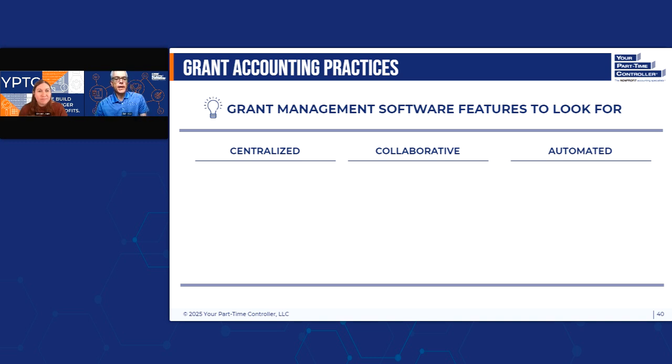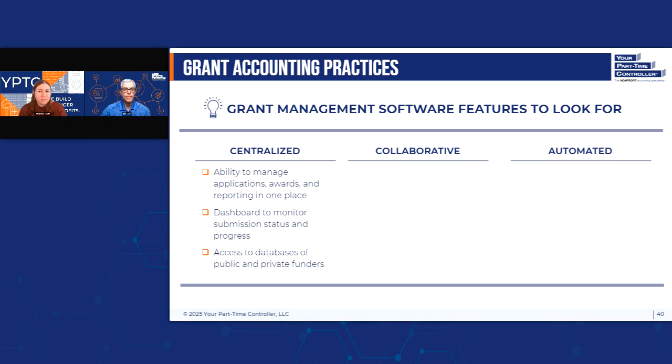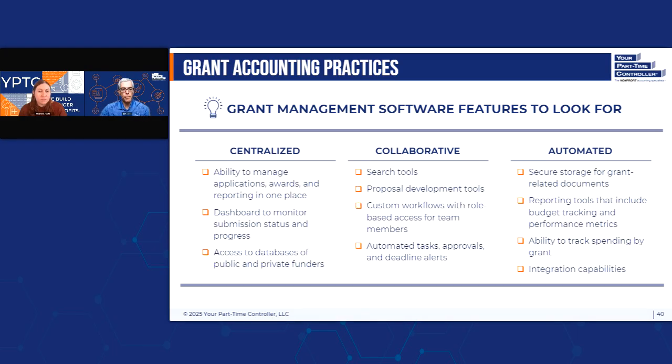So here are some typical features to look for when evaluating grant management software solutions. You want features that are centralized, collaborative, and automated. So just a couple of features to call out that are listed on this slide. Search tools, for example. Some solutions offer AI-powered search tools that match your nonprofit's mission with relevant funding opportunities, which could save your team a lot of time.